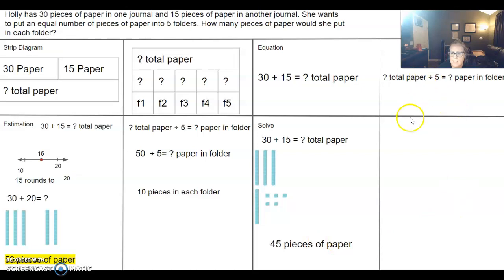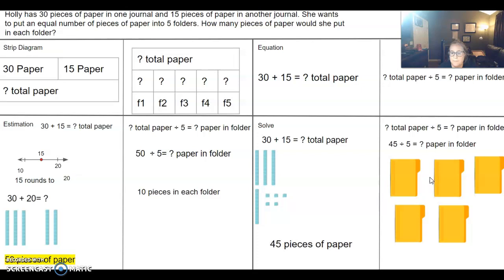Now for my second step, I'm going to go ahead and bring down my equation. So my total paper divided by 5 equals the paper in the folder. Well, remember, I just figured out how many pieces of paper I have total, so I'm going to fill that in. So really, I have 45 divided by 5 equals the paper in the folder. So I have 5 folders. Here they are. They're beautiful, I know. And now I'm going to count one at a time. I'm going to put 1 in each one until I get to 45. And then I'm going to see how many are in each one. So can you help me out? I hope so. Here we go.